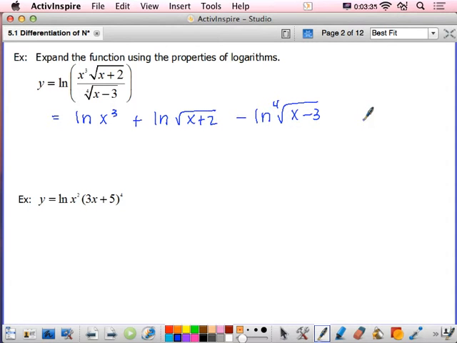Any questions so far about how to just expand it out? Every time you see multiplication or division, you just make it into a separate logarithm. And anything in the denominator will have a minus in front of it.